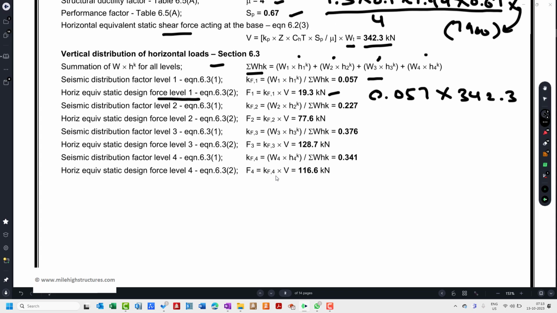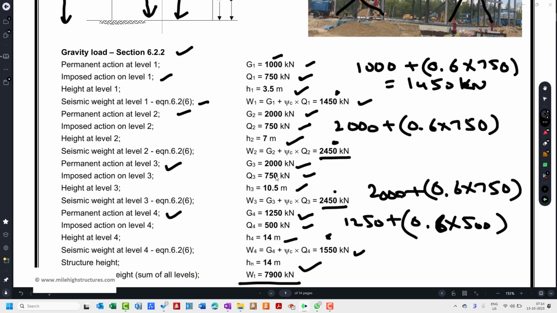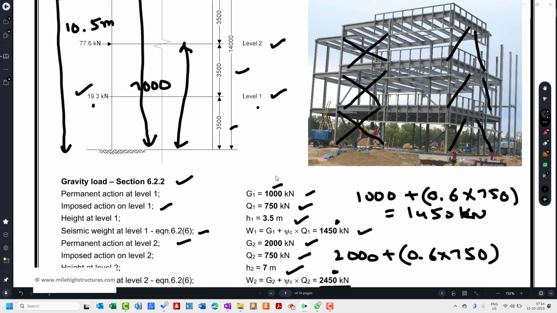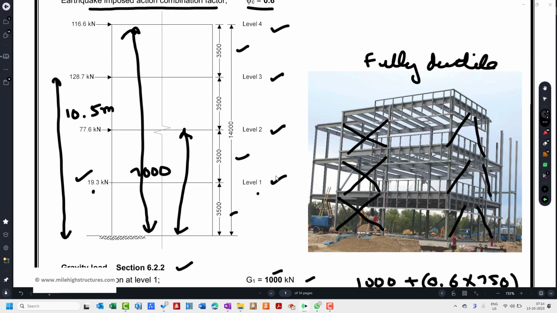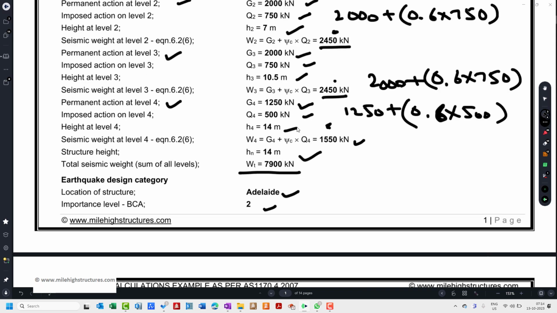After that, again, similarly we can do the summation math here also. That is w2 into h2 to the power k divided with the total, the one value that we have calculated here. So this value comes out to be 0.227. So 0.227 multiplied by 342.3 gives us 77.6. Similarly, we can calculate 128.7 also and 116.6 kilonewton also. So this is how we can calculate the horizontal equivalent static force acting at multiple levels as per the height, as per the permanent action load value, as per the imposed action factor also.